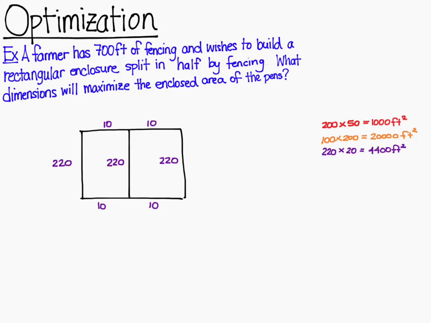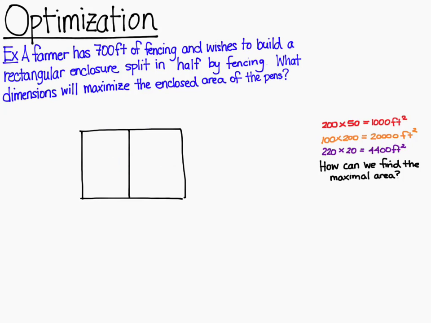So notice that depending on what dimensions I look at, the size of the enclosed area changes. So what we want to do is try to maximize the enclosed area of the pens. So how can we find the largest area that we can enclose?